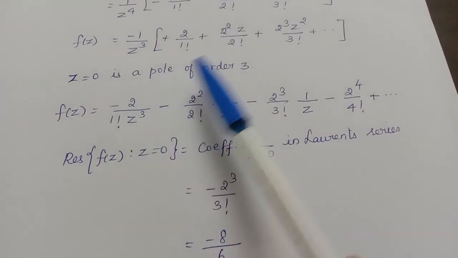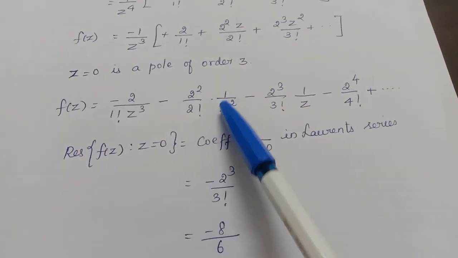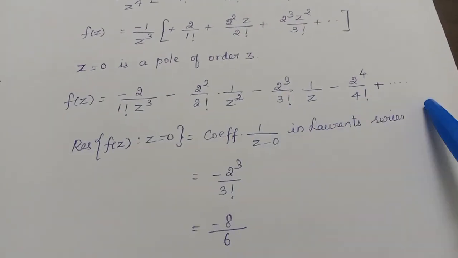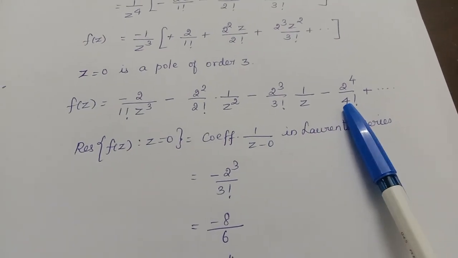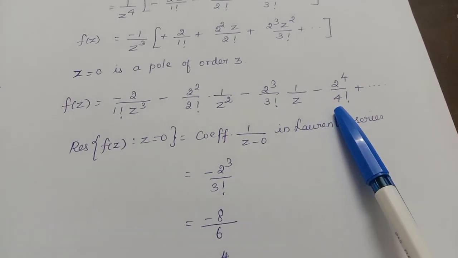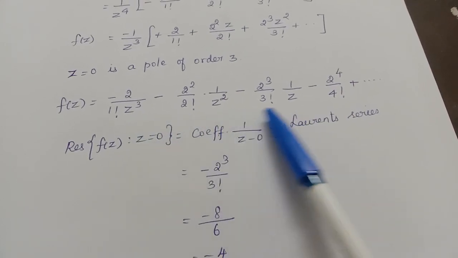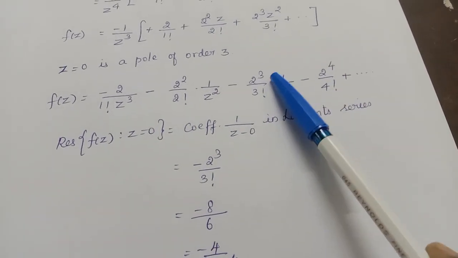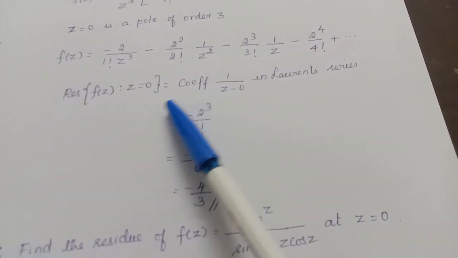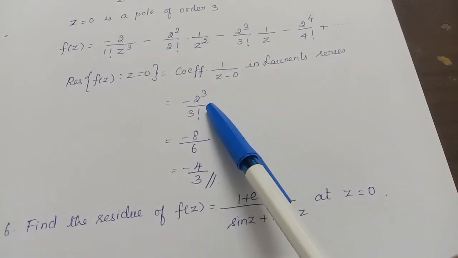Right. Now f of z I have written, no? So f of z equal to, let me write it again, minus 2 by 1 factorial z cube minus 2 square by 2 factorial 1 by z square and so on. That is, I am multiplying this 1 by z cube inside. So I am getting it like this. So hereafter no need to go for the formula. We can make use of the definition itself. What is the definition for residue? Coefficient of 1 by z, isn't it? Look at the 1 by z term here. This is the 1 by z term, no? What is its coefficient? Minus 2 cube by 3 factorial. So residue at z equal to 0 is equal to minus 2 cube by 3 factorial.